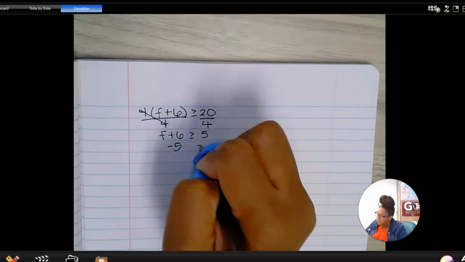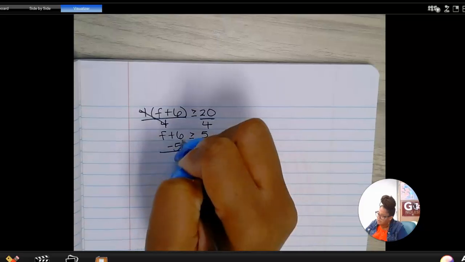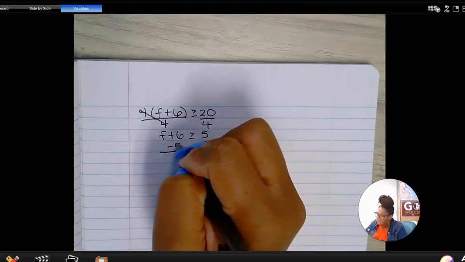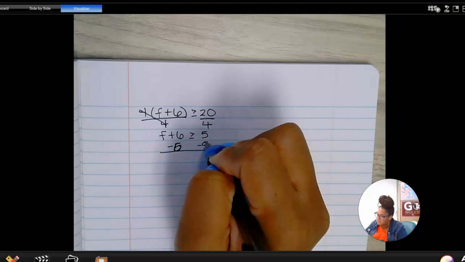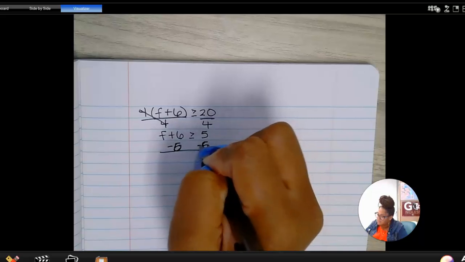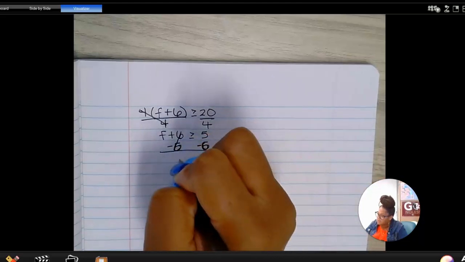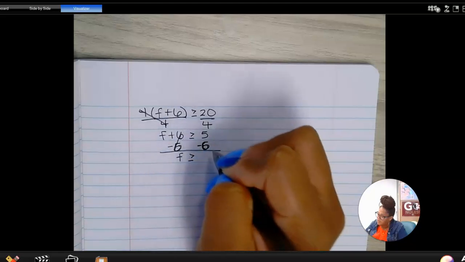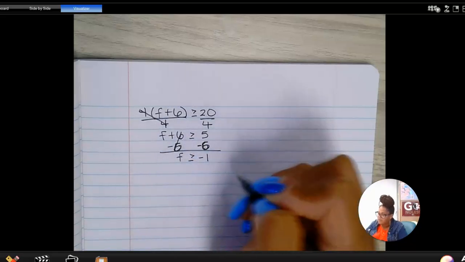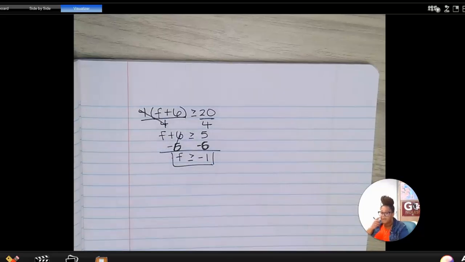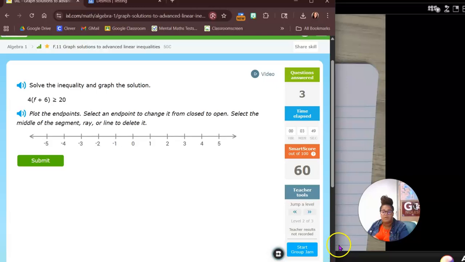Subtract 5, subtract 5. Whoops, subtract 6. Whoopsies. There we go. 6 minus 6 is 0. F is greater than or equal to 5 minus 6 is negative 1. No flipping here because we did not multiply or divide by a negative number. F is greater than or equal to negative 1.